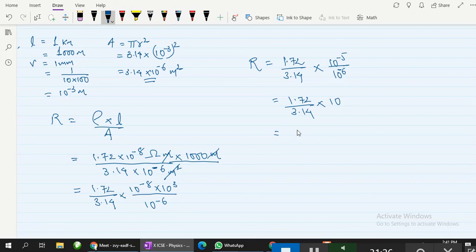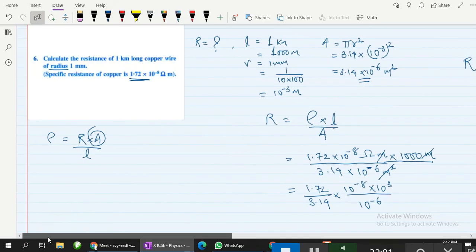So 0.5 into 10 raised to 1. Yeah, it is 0.547 times 10. So it is approximately 5.47 or 5.48. 5.48 ohms.